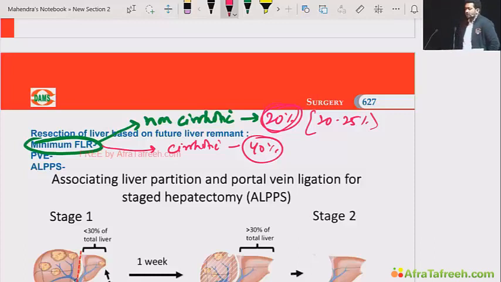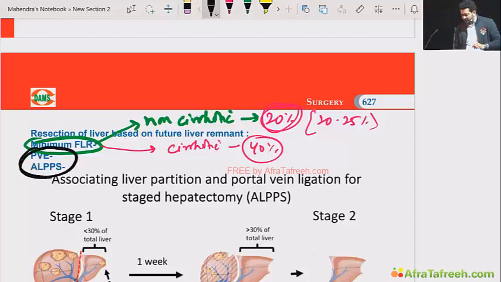So many times when you are planning a resection in hepatocellular carcinoma, usually the tumors are large in size. So before planning the resection, you get a CT volumetry done. CT volumetry will tell you before the resection what the FLR is going to be. If the FLR is expected to be less than 20%, or less than 40% in cirrhotic, then to increase the FLR, these are the two options: portal vein embolization, and associating liver partition and portal vein ligation for staged hepatectomy. These are the two important ways to increase the FLR.